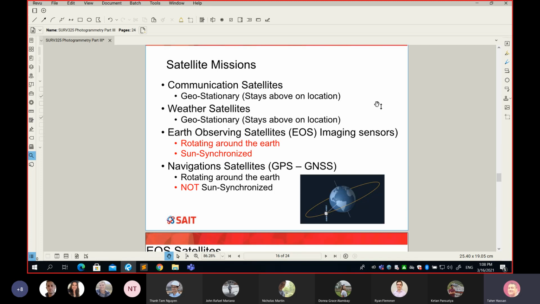Our last group of satellites in this slide, which is our focus for the rest of today's lecture, is something called EOS. EOS stands for Earth Observing Satellites. Those are a different group of satellites. Their objective is to rotate around the Earth. So they still rotate, they are not geostationary; they orbit around the Earth. However, they are designed with sensors like cameras that take images of the Earth and send the images to the Earth through a signal.